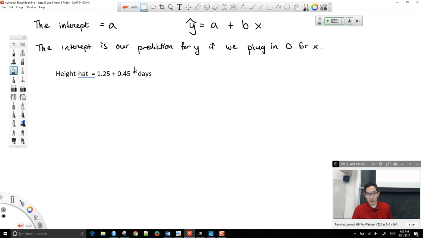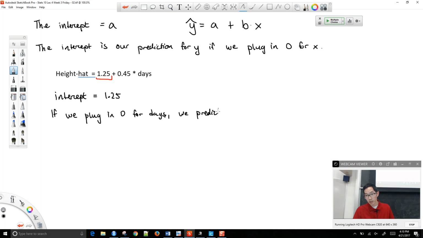Okay, so we've got, predicted height is equal to 1.25 plus 0.45 times days. So in this case, 1.25, this is our intercept. Okay, so our intercept is 1.25, and that means if we plug in 0 for days, we predict height to be 1.25.